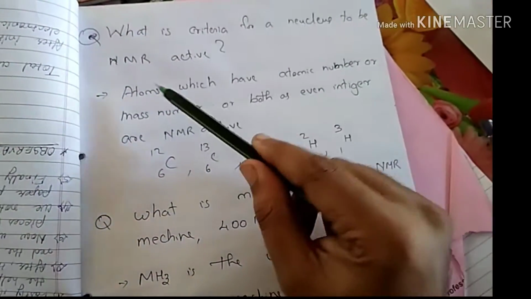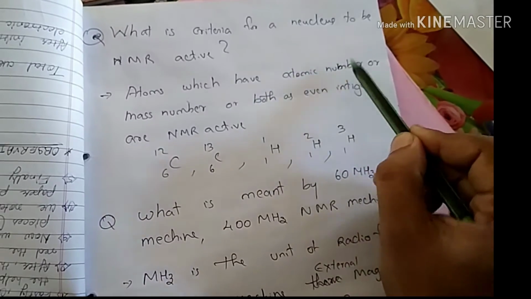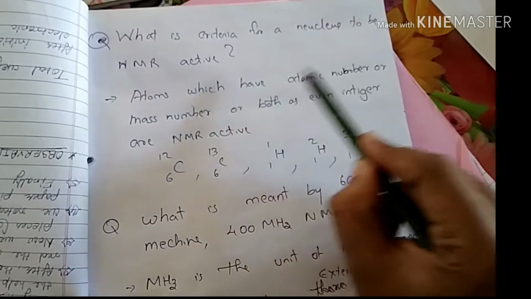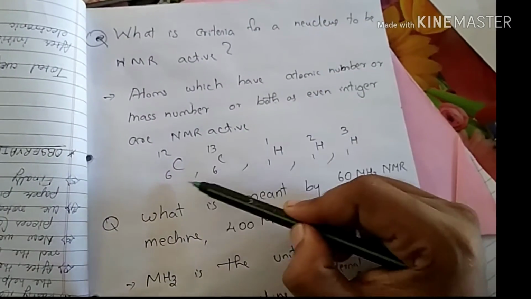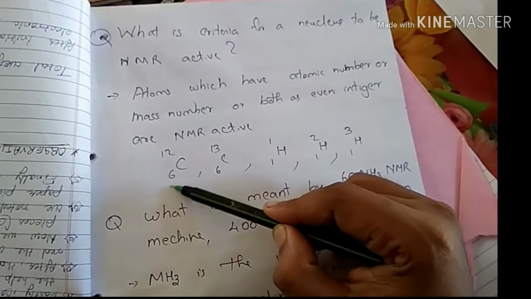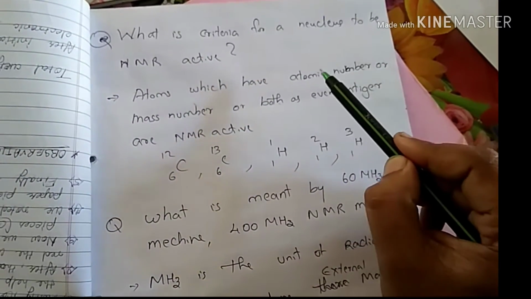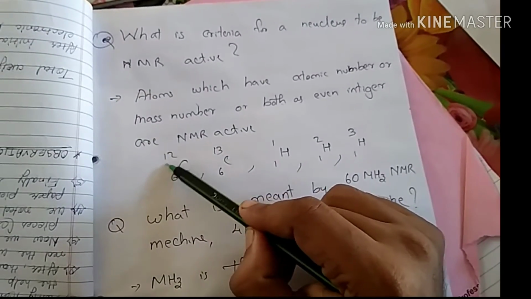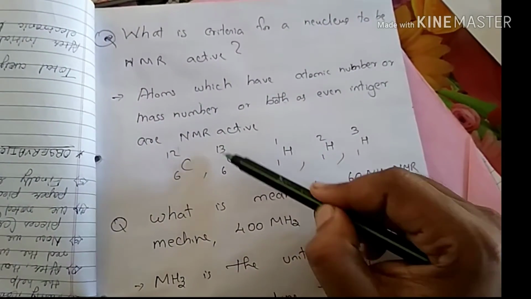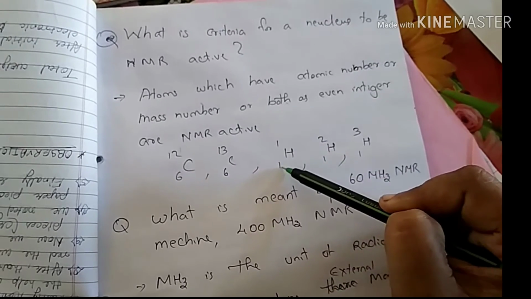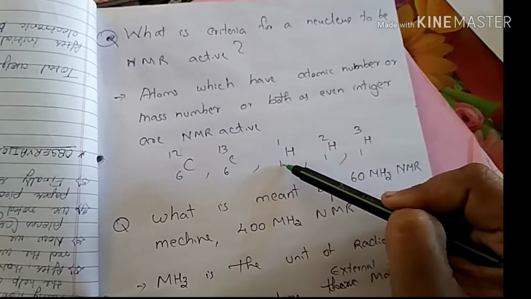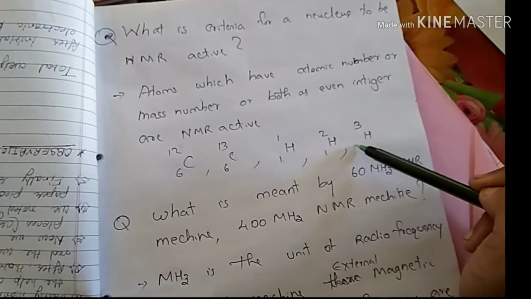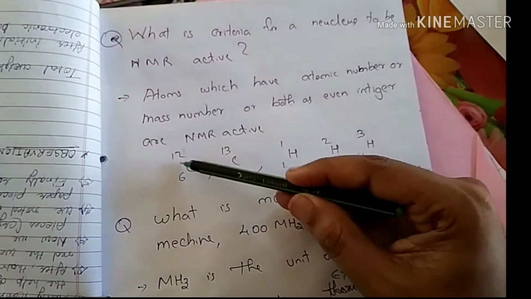So the condition is atoms which have atomic number or mass number or both. Atomic number is denoted down, and it is the number of protons. Mass number means the number of protons plus the number of neutrons. In this case, atomic number and mass number are both odd. In this case also, atomic number and mass number are odd. In this case, atomic number and mass number are even.